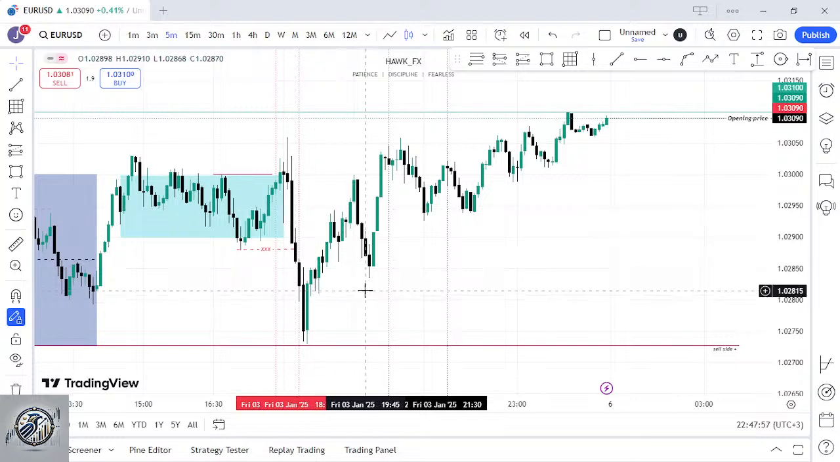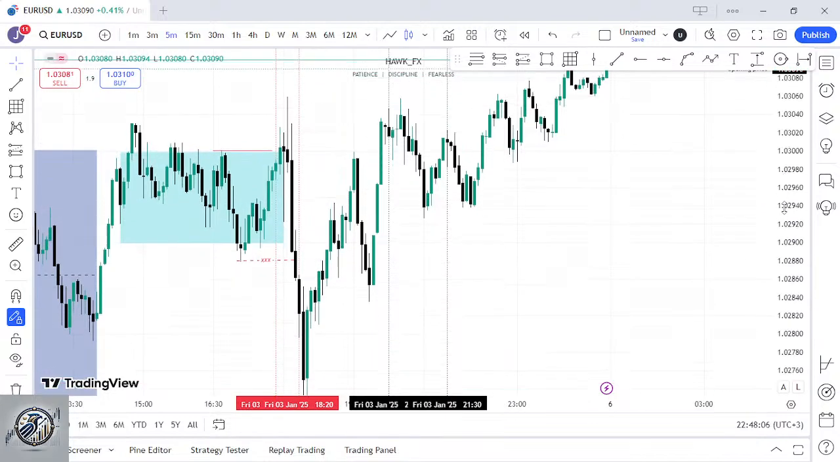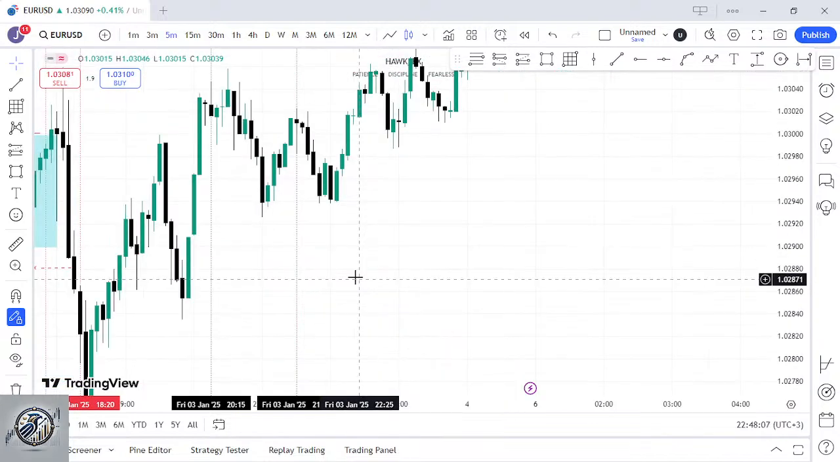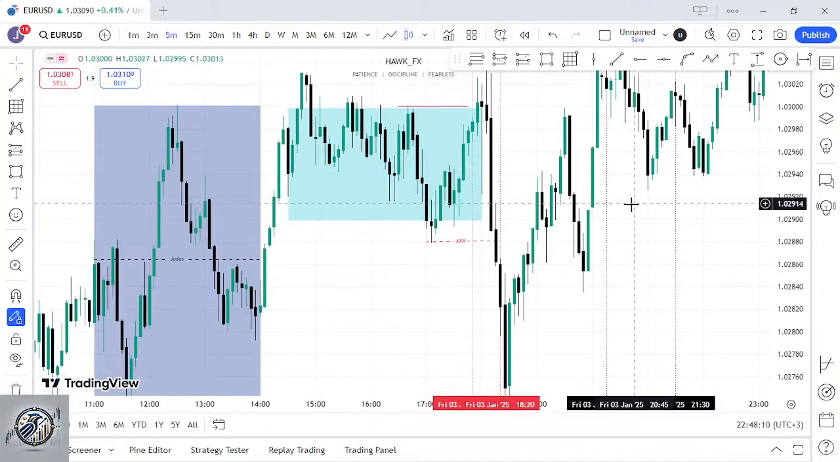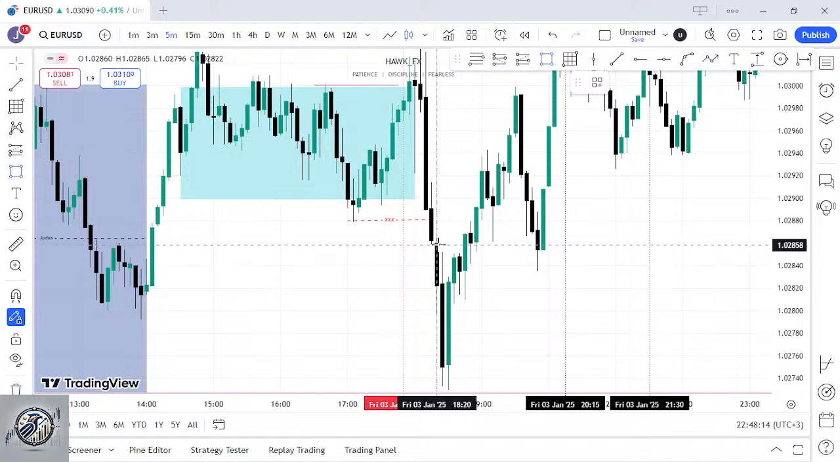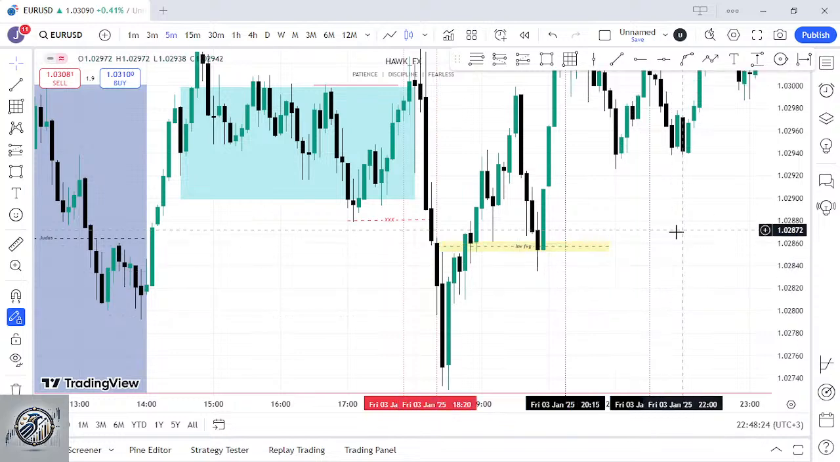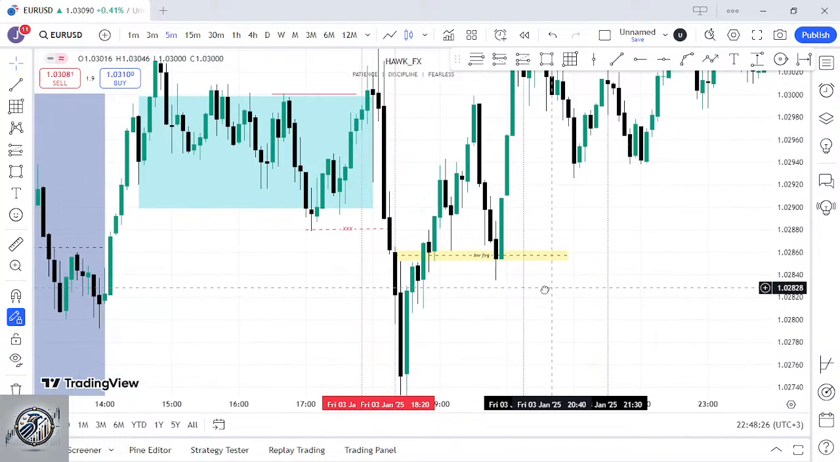Now, these 3 inefficiencies leaving us are inversion fair value gaps. We call them inversion fair value gaps because the higher time frame tells us that we have swept liquidity and we are still bullish. So we mark out the first inefficiency, which is this. That becomes our inversion fair value gap.